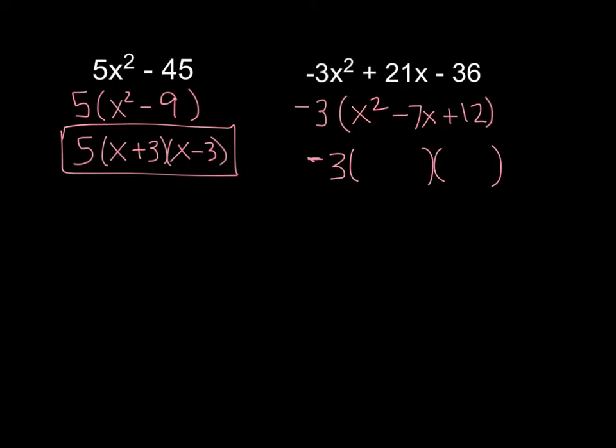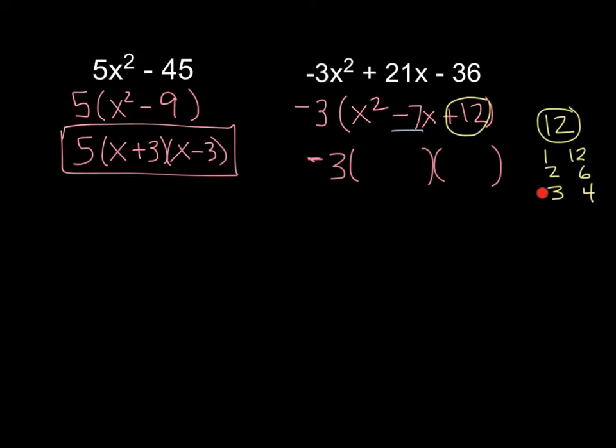All right, so we are going to take a look at this 12 right here. We're going to write that off to the side, and we're going to list all the factors of 12. 1 times 12 is 12. 2 times 6 is 12. 3 times 4 is 12. Which of those adds up to negative 7? Well, these add up to 13, these add up to 8, and these add up to 7.